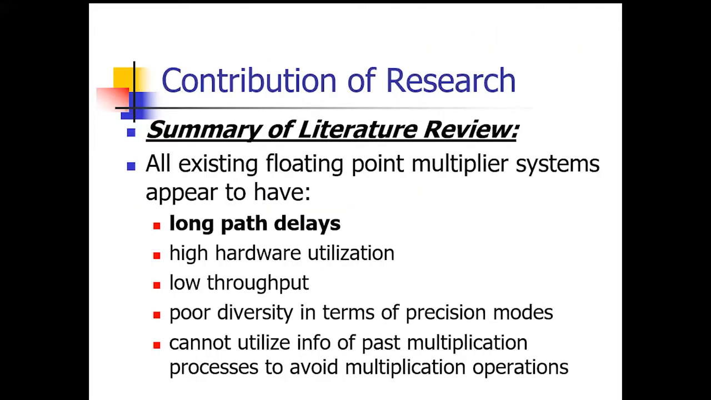Based on the literature review, which I referred to in the paper, we did an extensive review, and what I realized is that the existing systems generally have long path delays. The hardware utilization is generally high. The throughput is generally low, and the diversity in terms of precision modes is also not extensive. And none of them have looked at past multiplication operations as a means of affecting present or future multiplication operations, which is a major contribution of this paper.